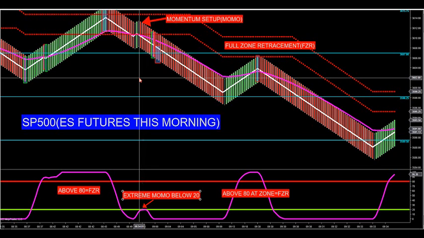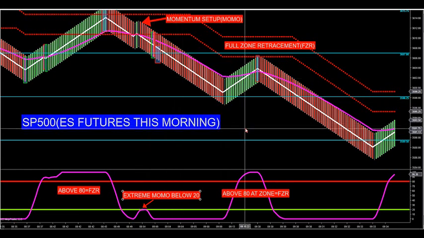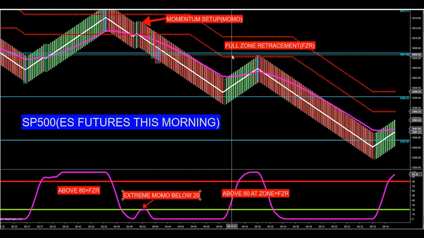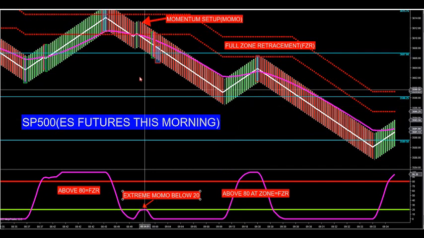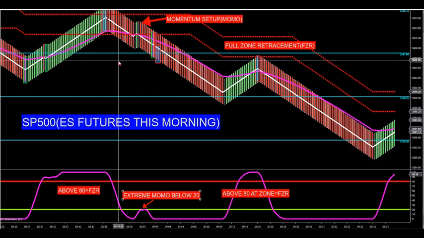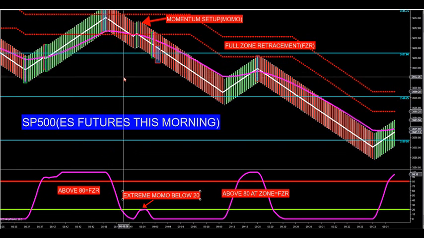If you haven't played videos 1 through 3, I highly suggest that you play them, because they put everything into these two setups: the momentum setup and what I call FZR, the full zone retracement setup, and how they work together. I'll go over time frames first.